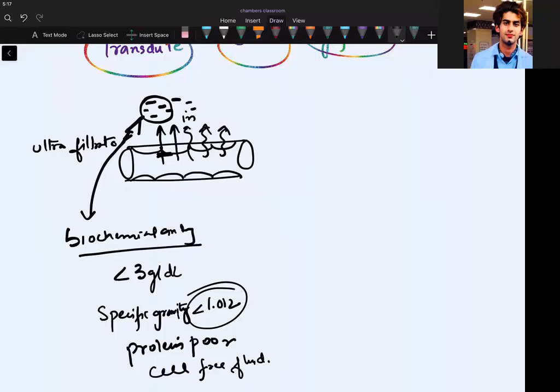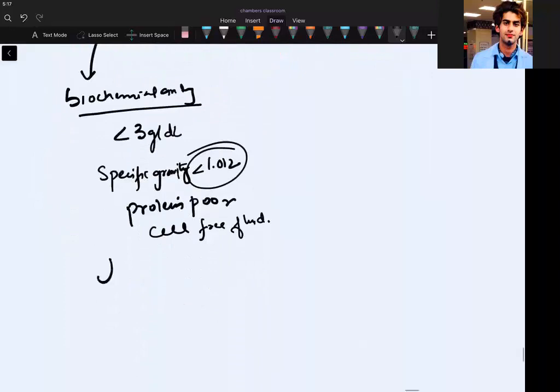Can I say this fluid will obey the laws of gravity because it's not having any cell? So it follows the laws of gravity. What is the law of gravity, guys? That means it will settle in dependent parts of the body. If the person stands, he will get ankle edema. If the person is lying down in a supine position, he will get a sacral edema.